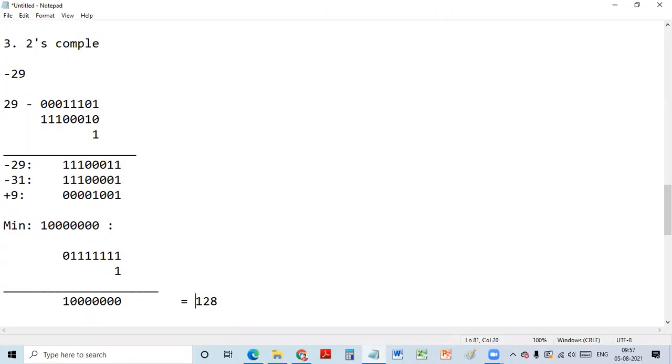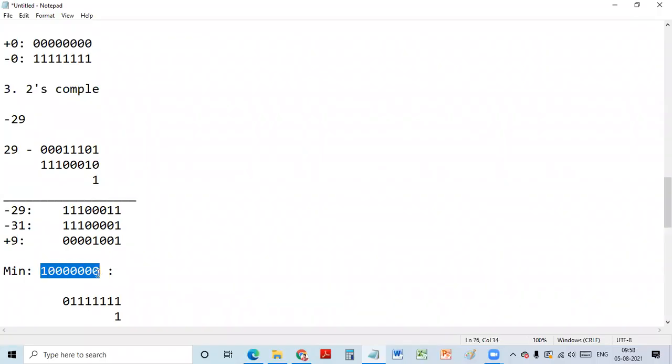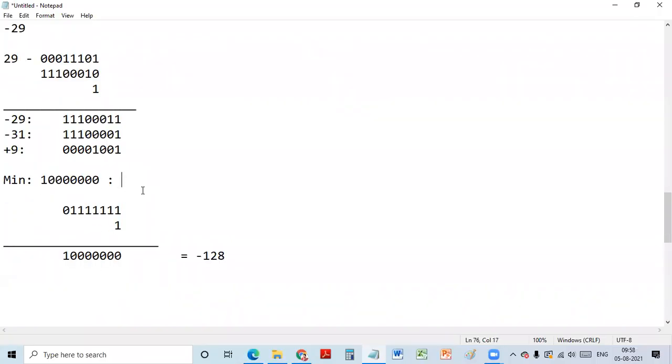So you need to apply negative symbol to the number. So what is this value? 1 followed by zeros in 2's complement way is minus 128. Am I clear? Yes, ma'am. Now what is the maximum number?